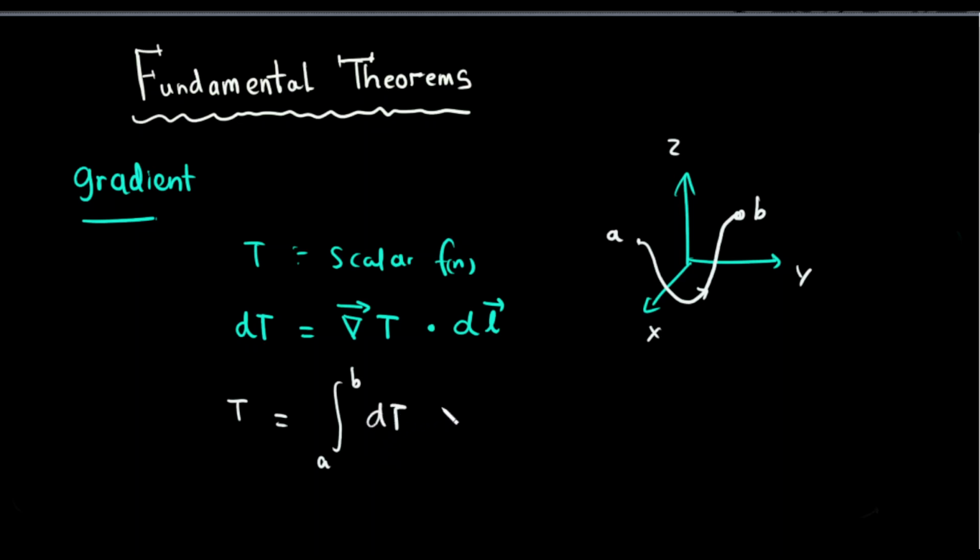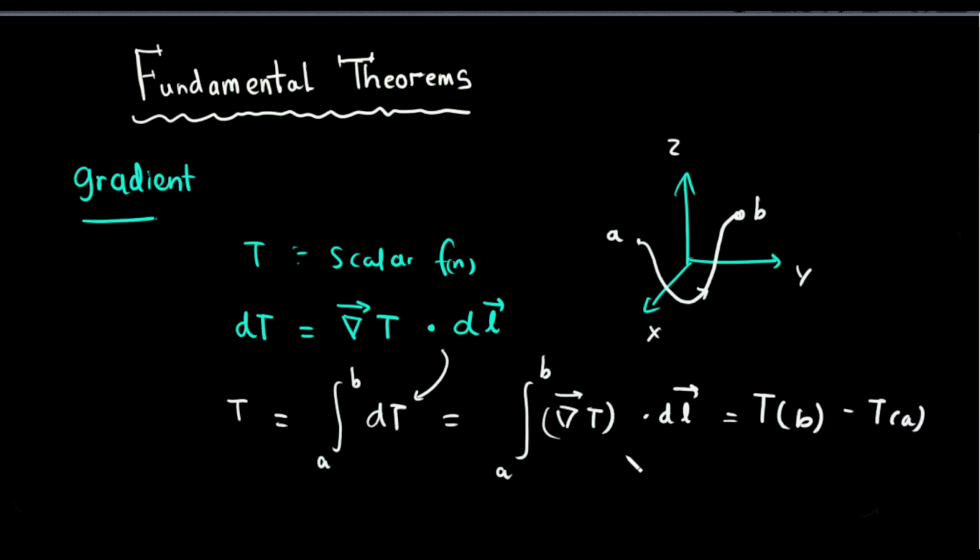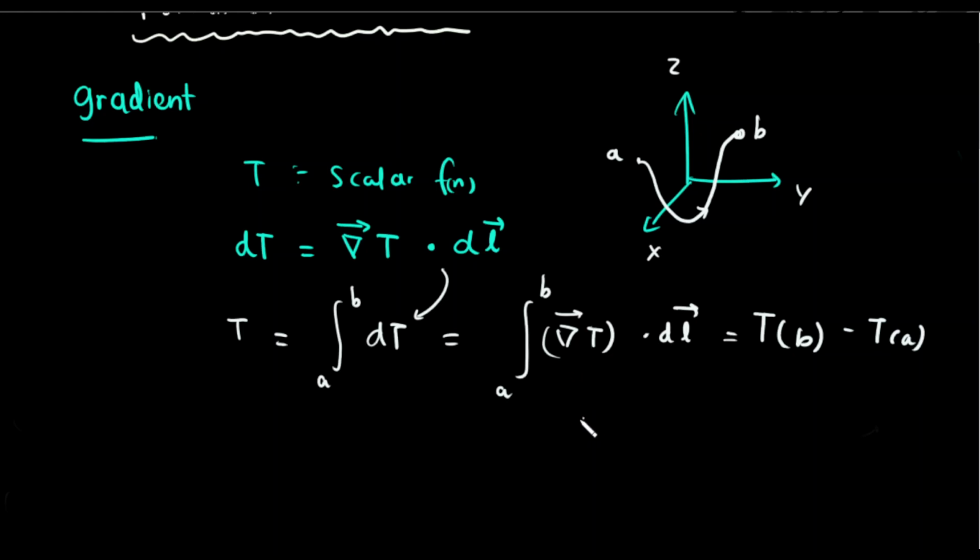So now you have dT. You can write this as the integral from a to b, because you can substitute dT with this equation. So you have the integral of grad T dot dl. Actually this gives you Tb minus Ta, because you know that grad T means you will have ∂T/∂x plus ∂T/∂y plus ∂T/∂z, dot product with the infinitesimal displacement vector.